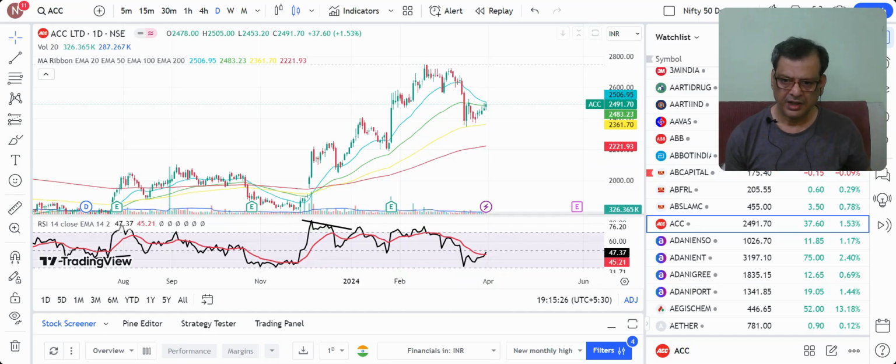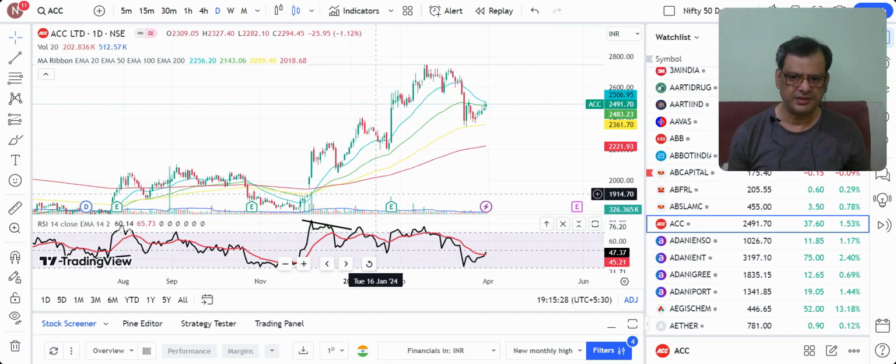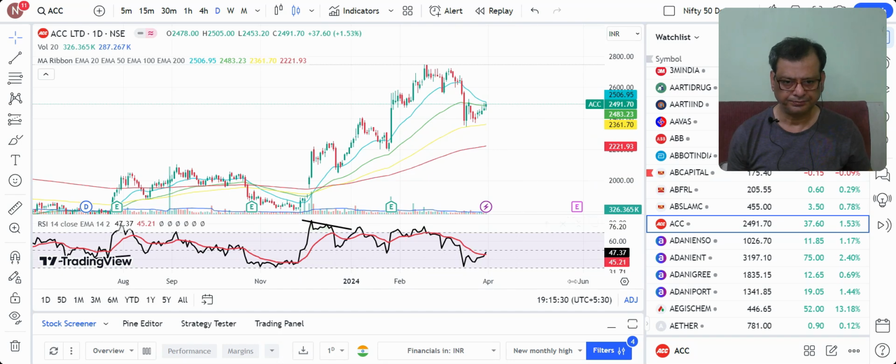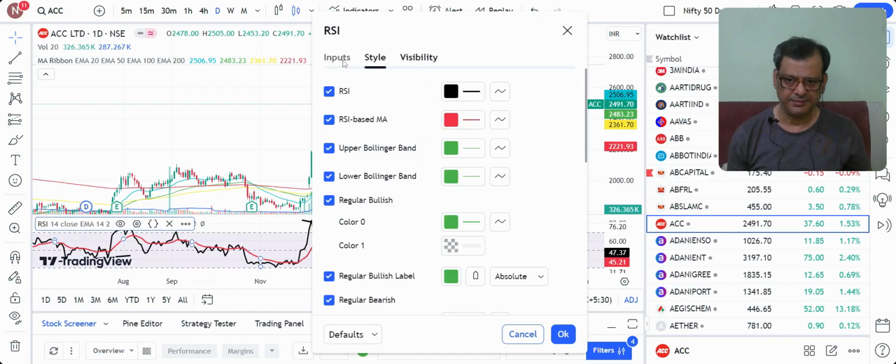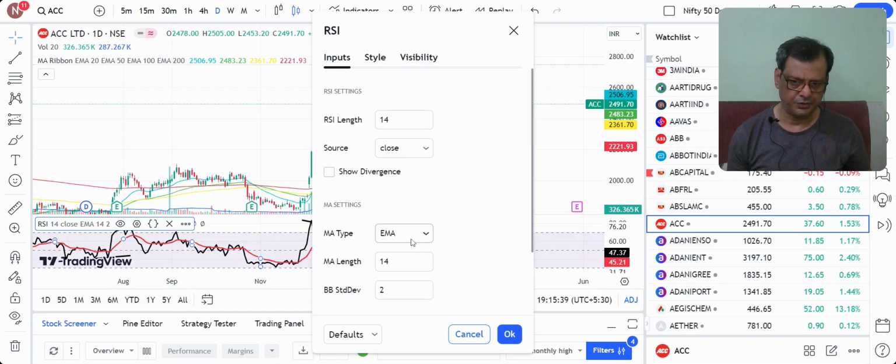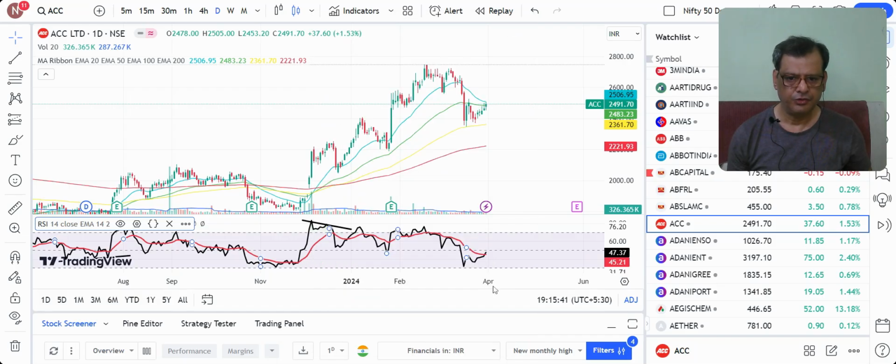So here I've shown you regular divergence. I've shown you the oversold and overbought levels, which you can tweak. I have used an EMA instead of the SMA because EMA reacts faster to price. You can also choose to use the EMA or SMA, up to you, but I choose the EMA.